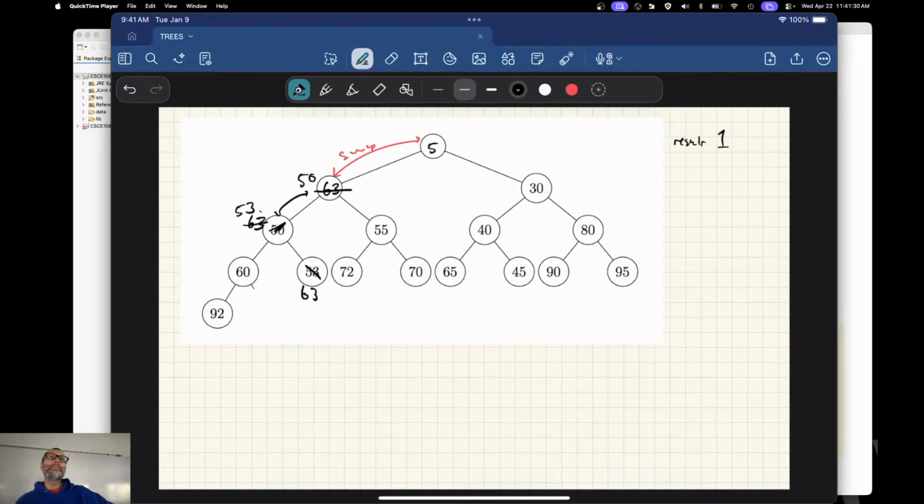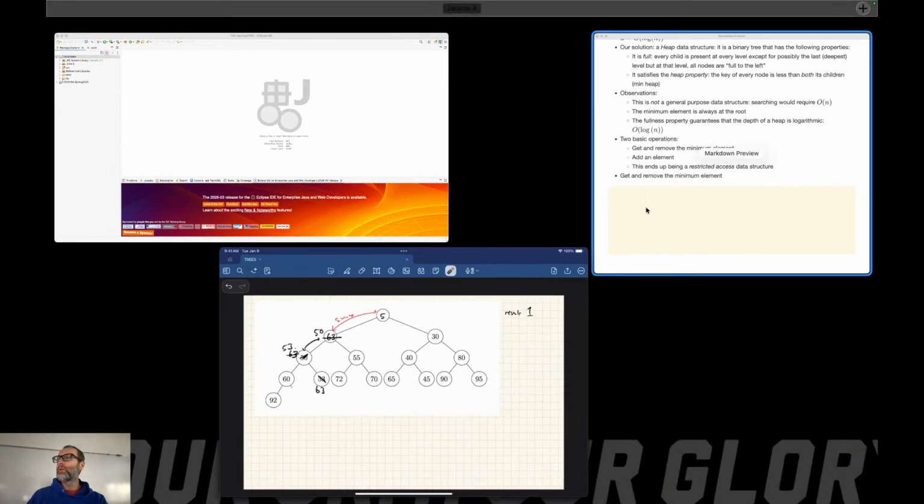Just like if you have a heap of garbage and you throw something on the top, it then trickles down. Sometimes it stays at the top. Sometimes it trickles all the way down to the base of the heap. Sometimes it trickles down to the middle of the heap somewhere. You just need to make sure that you stop when the min heap property is satisfied. Okay. So there is how you get and remove the minimum element.